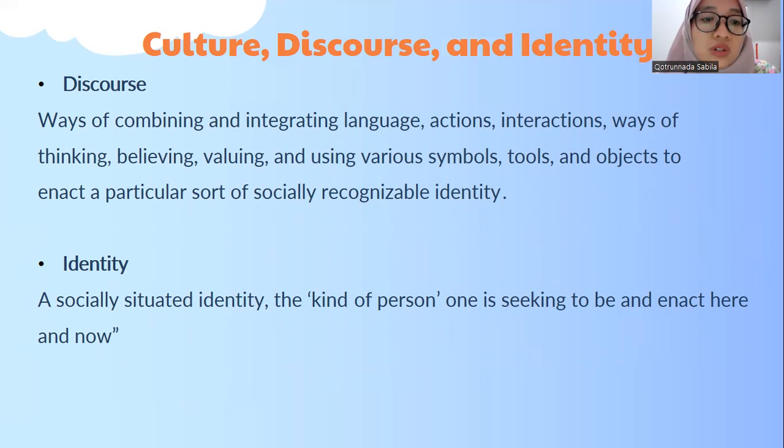James Gee refers to discourse with a capital D as ways of combining and integrating language, actions, interactions, ways of thinking, believing, valuing, and using various symbols, tools, and objects to enact a particular sort of socially recognizable identity. He uses the term identity to mean a socially situated identity, the kind of person one is seeking to be and enact here and now. Discourse is inherently political as it distributes particular beliefs, assumptions, social goods, social relations of power, and hierarchical structure in society.